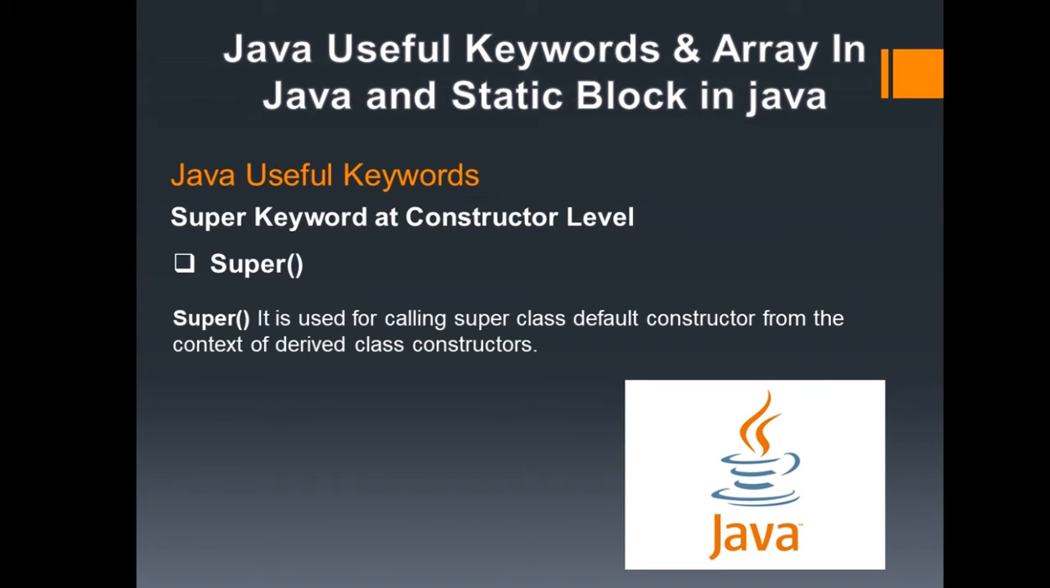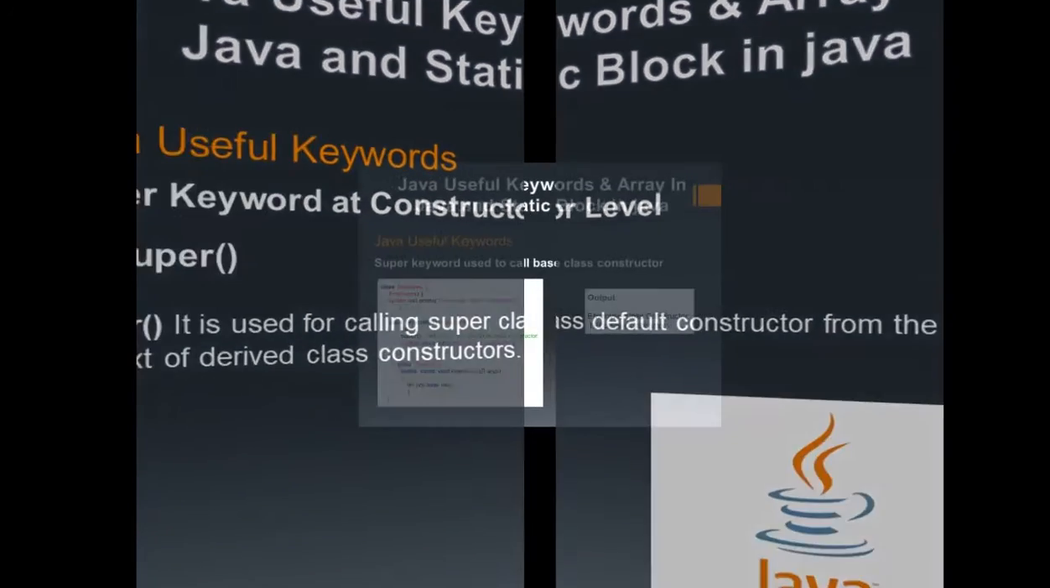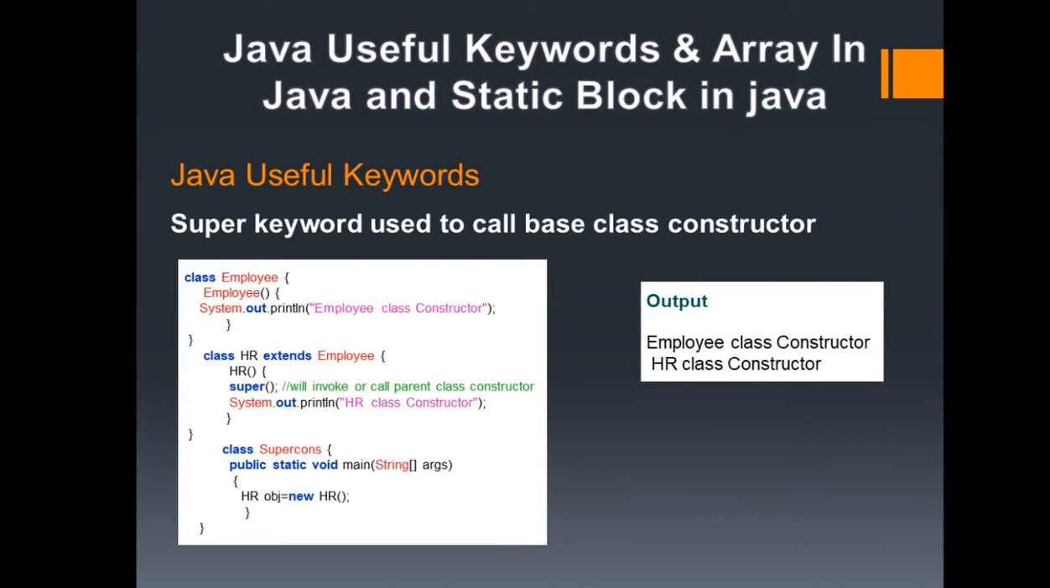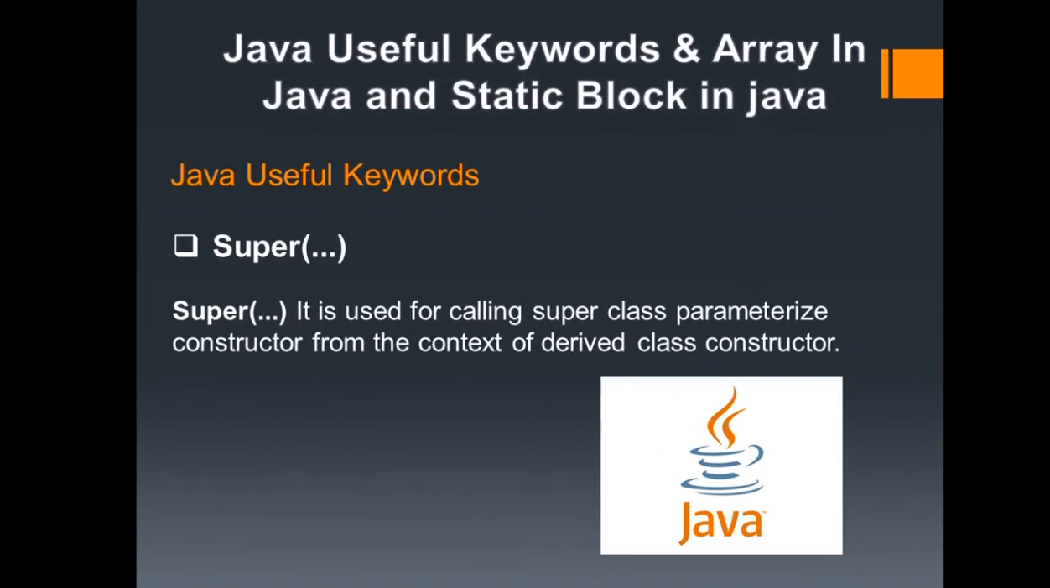Super(): it is used for calling the superclass default constructor from the context of the derived class constructor. Here is the example of the super keyword used to call the base class constructor. Please note this example. This is a very important example. After that, super(parameters) is used to call the superclass parameterized constructor from the context of the derived class constructor.